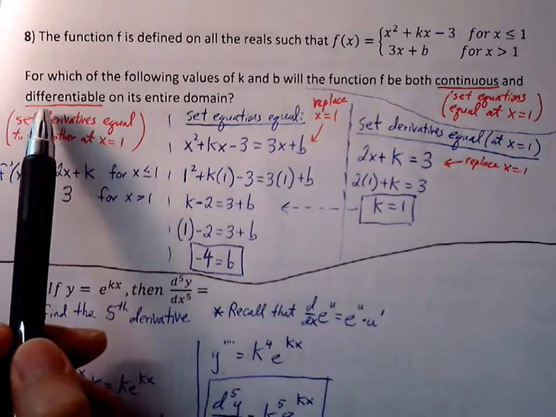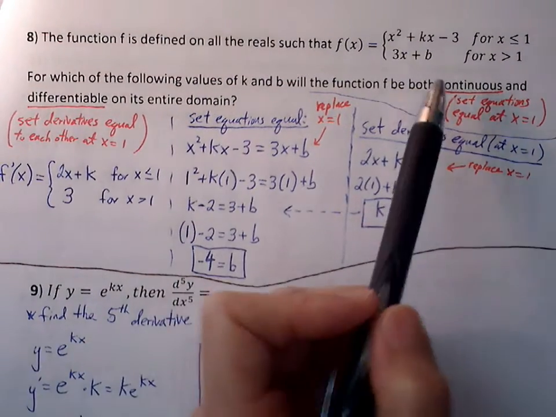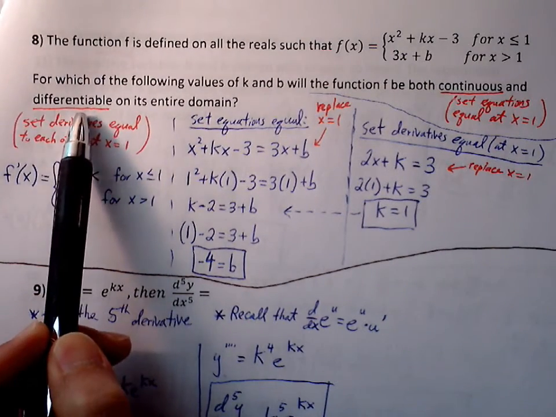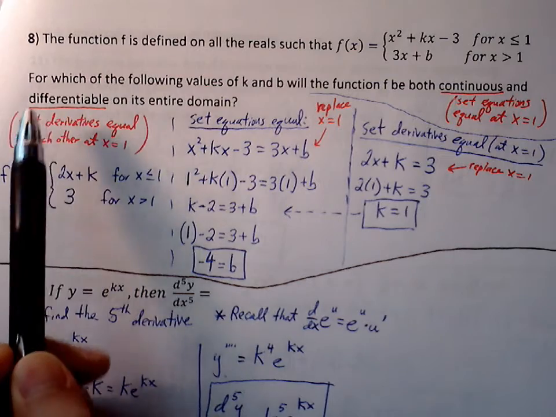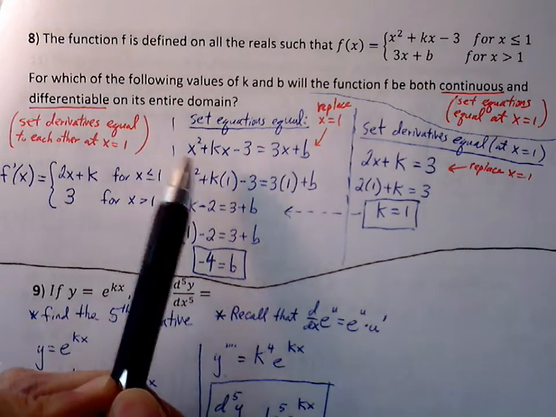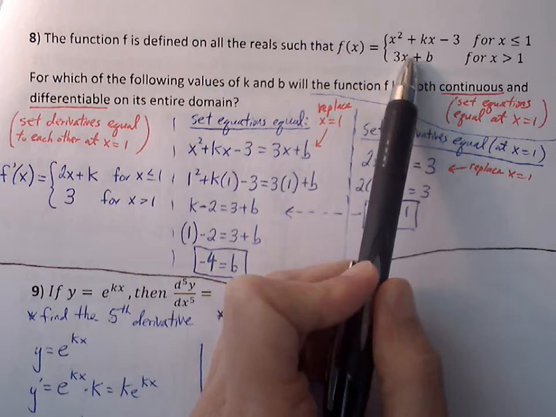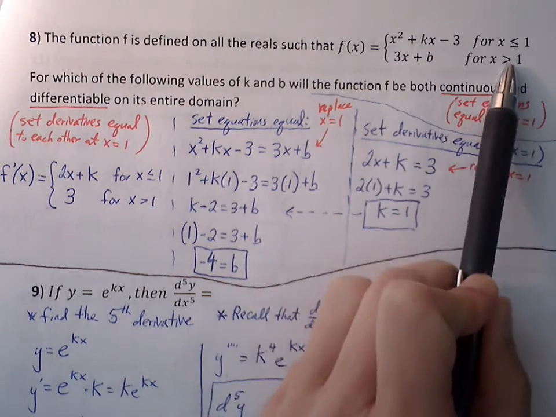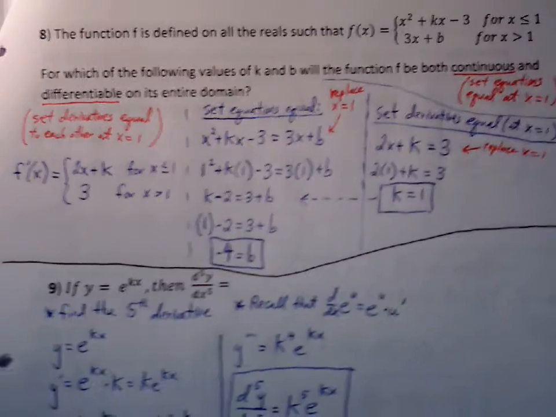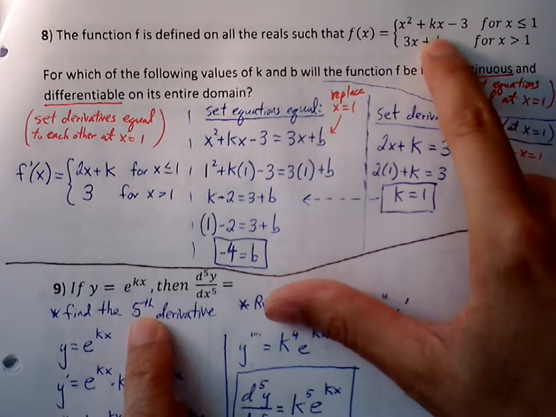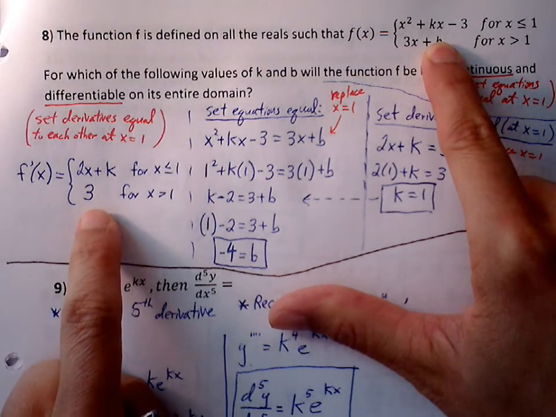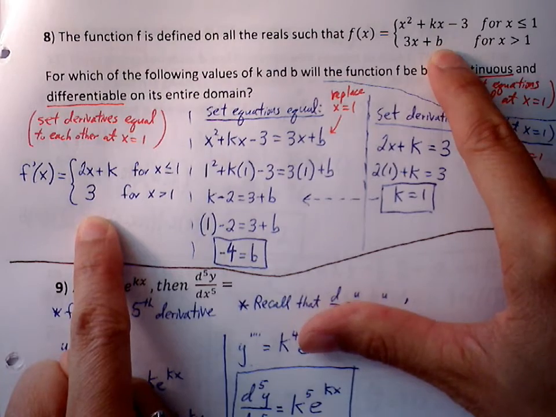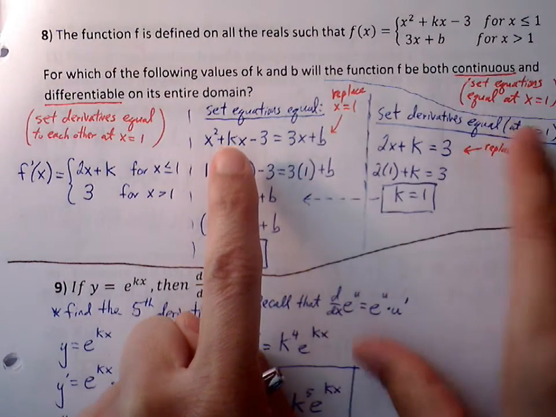Something else, though, is that it's also differentiable. So not only are they meeting at the same y value, they're meeting in a way where the graph is going to transition nicely in terms of slope. That means the slope of these two graphs is also going to be the same value at x equals 1. So that's another equation that we can set. We can find the derivatives of these and set them equal to each other, because they must share the same derivative value, or the same slope. So we have two equations that we can set.